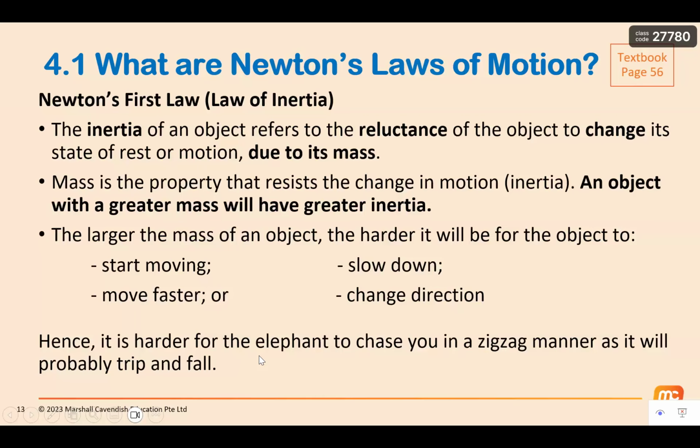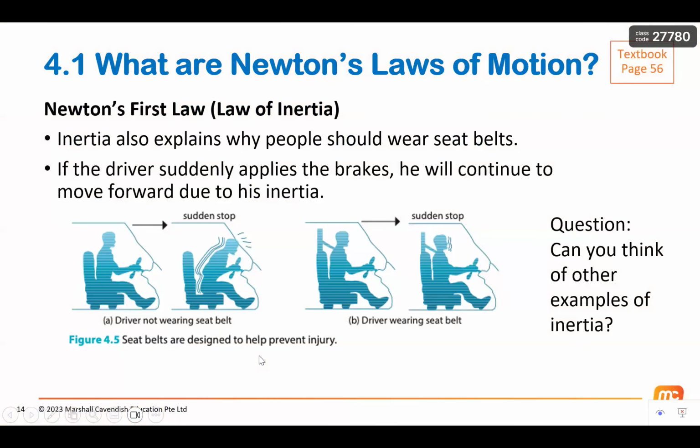So it is easier for an elephant to run in a straight line as compared to running in a zigzag manner, because in a zigzag manner he has to change his direction, and due to his mass it's very hard for him to change his direction as compared to you. You have a smaller mass, so it is easier for you to run in a zigzag manner compared to the elephant. So in order to escape from the elephant, you should run in a zigzag manner. Okay, let's go into more examples.